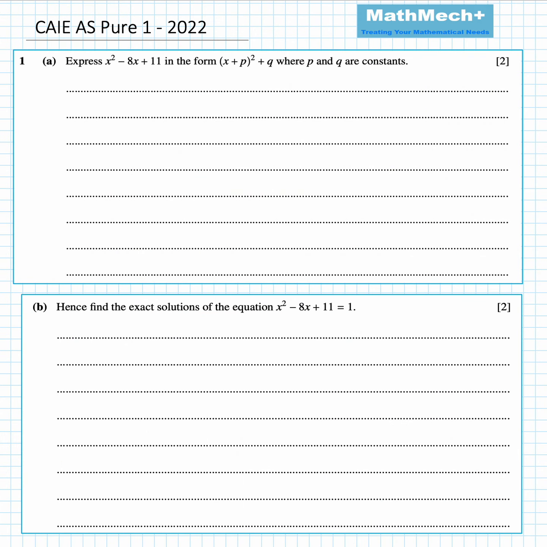In our first question, we must express the equation in a certain form. Of course, this is completing the square. I'll just write out our formula there and we'll get started. We have P and Q, which are constants, and so we will simply set out with that formula and simplify it down. A fairly simple question, 2 marks.